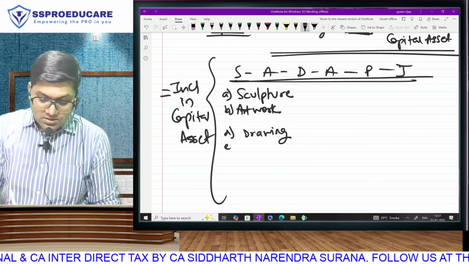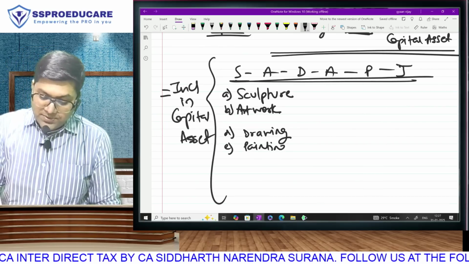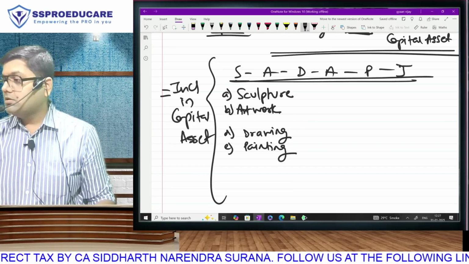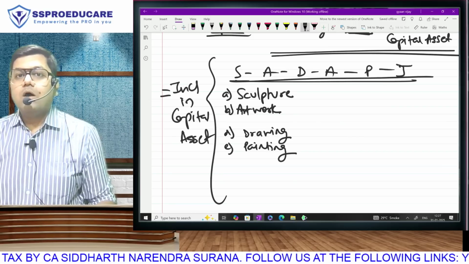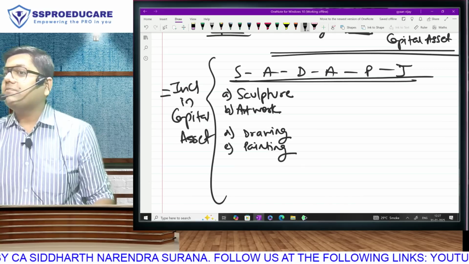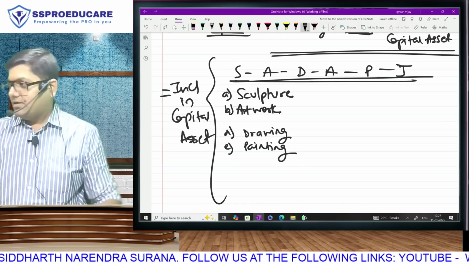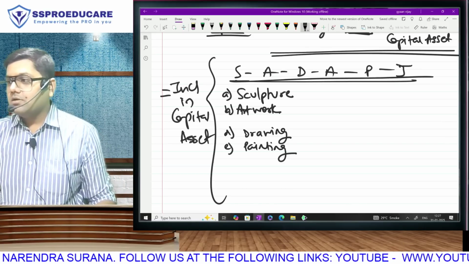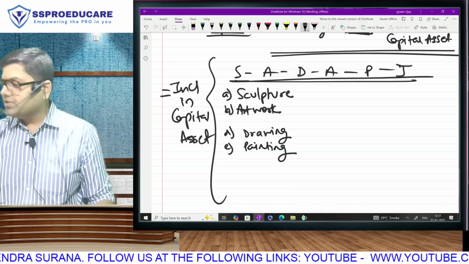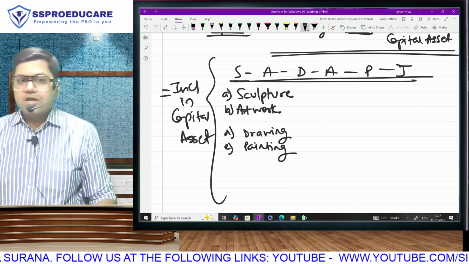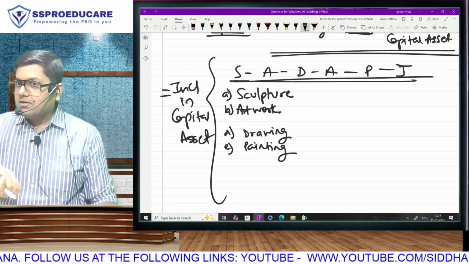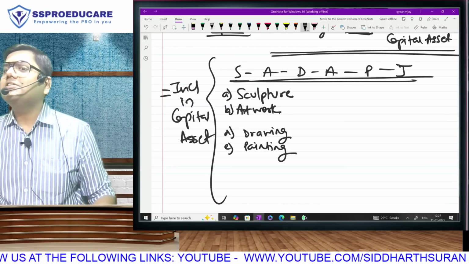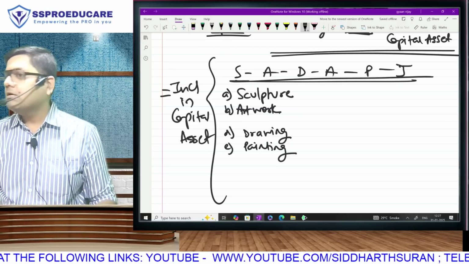Forget that. They have given painting also separate. Sir, first question is how to distinguish between drawing and painting. Forget art. If they use watercolor, it is painting. If they use crayons, so it is drawing. If they use those big brushes, it is painting. If they use normal color pencils, it is drawing. How else will you distinguish between drawing and painting?